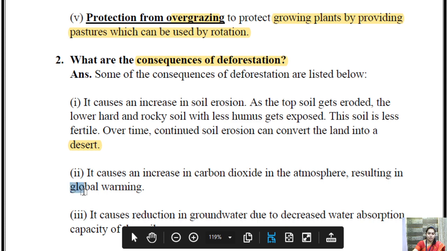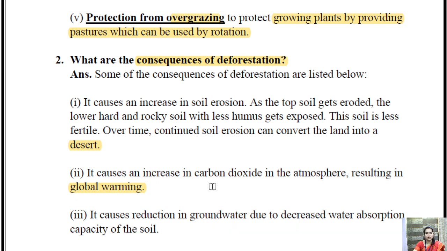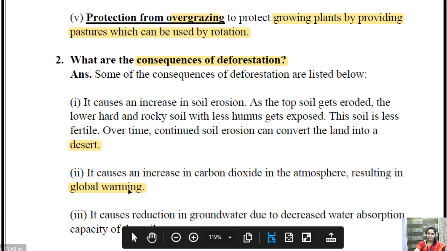Then deforestation also leads to global warming. What is global warming? Again, with increase in population, the amount of carbon dioxide is increasing, and if the carbon dioxide is increasing and there is no one to absorb the carbon dioxide, what will happen? The carbon dioxide will be present in the atmosphere and hence it will increase the temperature of the earth and will cause global warming. What is global warming? Globe means earth, warming means गर्म होना. अगर अर्थ गर्म हो रहा है तो it is called global warming.